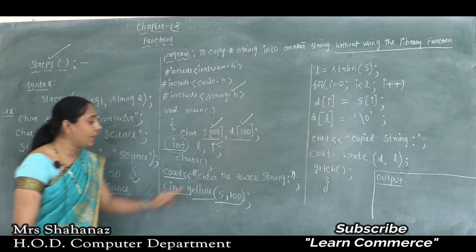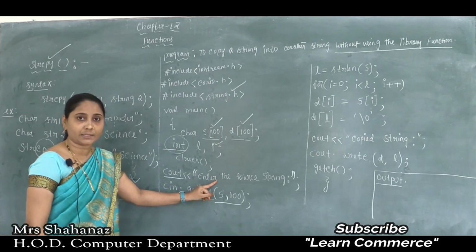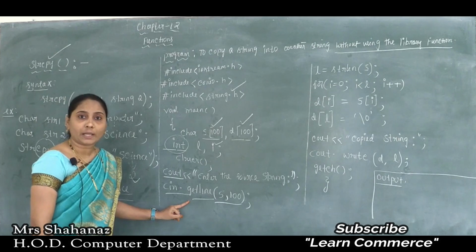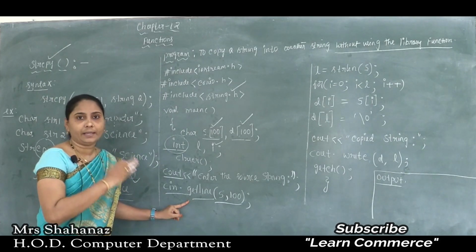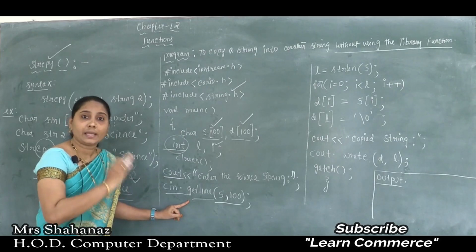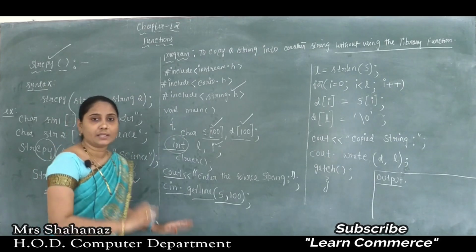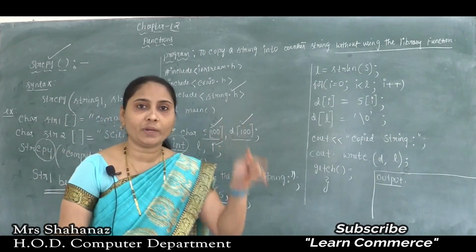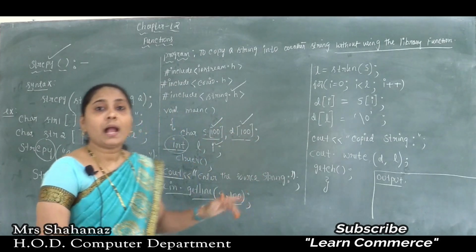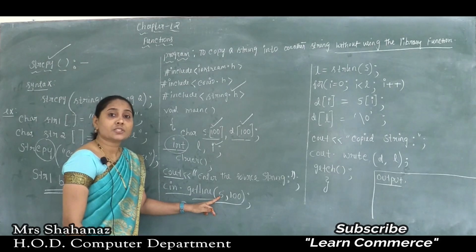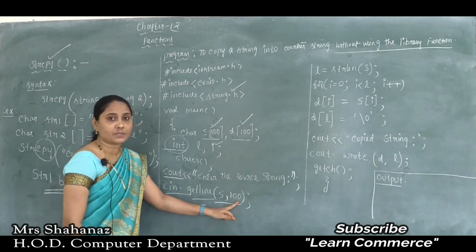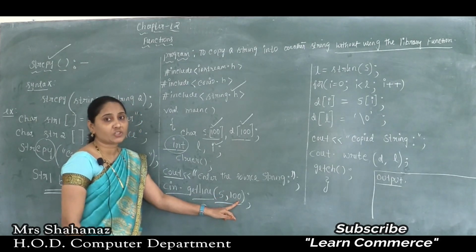Understood, everyone? When does this message display? With this coding it is possible to read, or we can read, a group of characters through the keyboard. The syntax, the coding is cin dot getline, opening of the bracket, s comma 100, closing of the bracket, semicolon. It depends on the string name, and what size we provided to the source string.